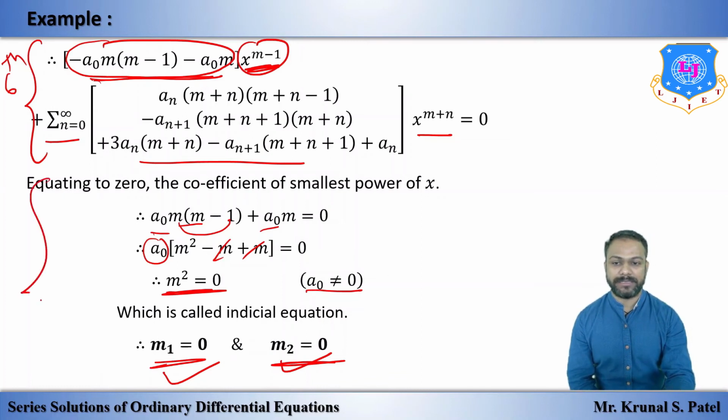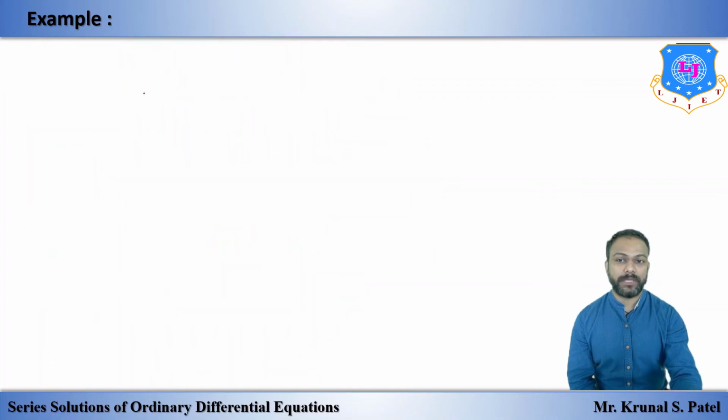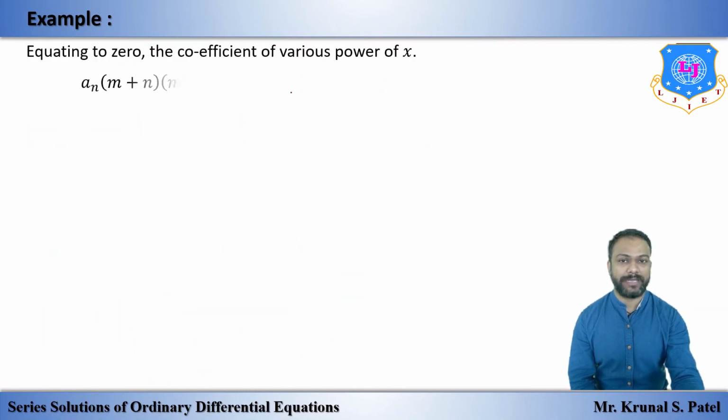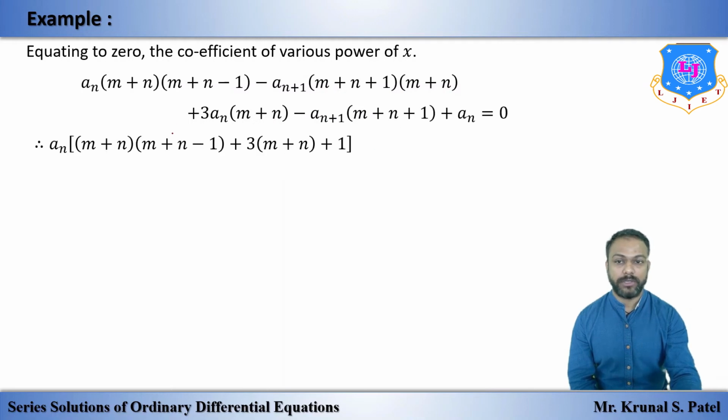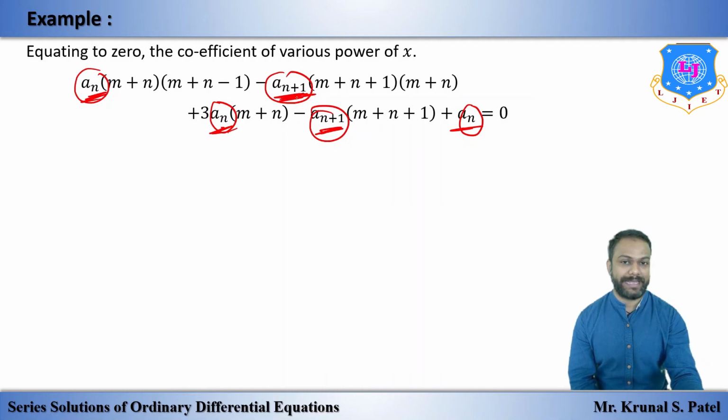Now after deciding the case, we will equate to 0 the coefficient of various powers of x, and in various powers we have only this term. Okay, so we will use this. So equating the coefficient of various powers of x, we have this term equal to 0. And now from this we have a n plus 1 and a n, so we will make a n plus 1 the subject. Here we can take a n common, but a n plus 1 is larger than a n, so we will make a n plus 1 the subject.